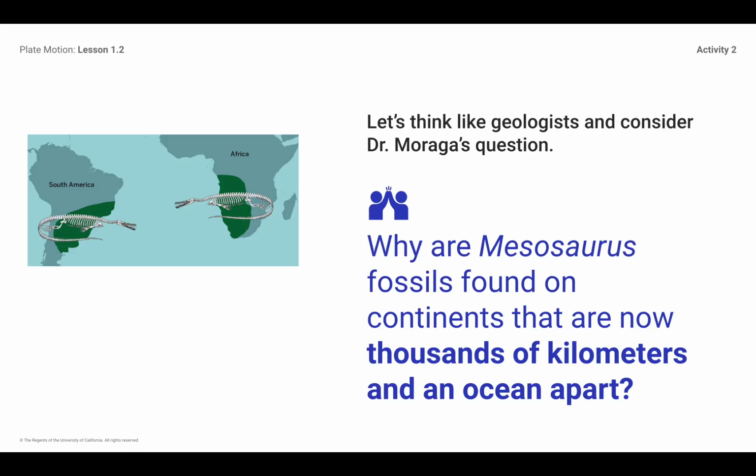So let's think like geologists and consider Dr. Moraga's question. So there's South America, there's Africa. The green space is where there is evidence of fossils. In other words, the fossils have been found in the rock in South America and in the rock in Africa. But how did that happen when they are thousands of kilometers and an ocean apart?